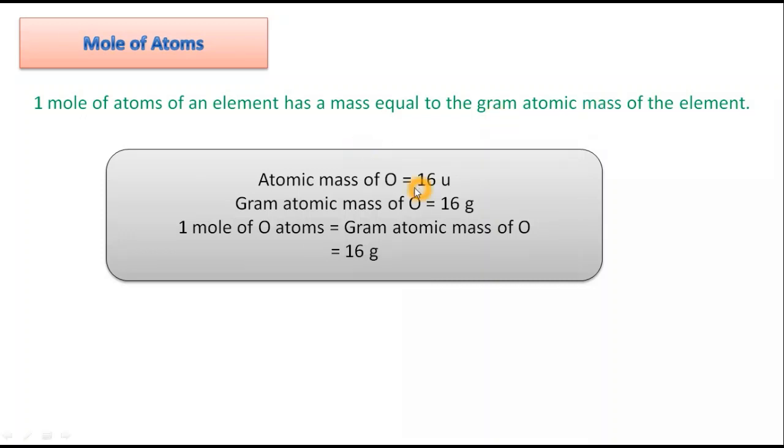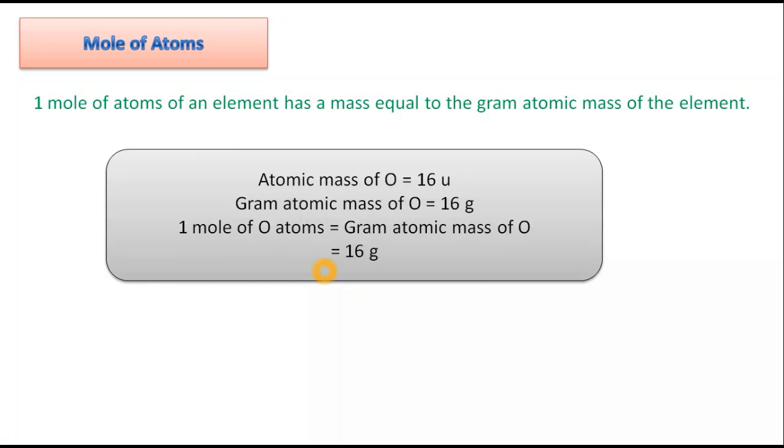So, let's take the element oxygen, and the atomic mass of oxygen we know is 16 units. Let's represent this mass in grams. So it becomes gram atomic mass, and it's equal to 16 grams. Now gram atomic mass represents 1 mole. That means this gram atomic mass, 16 grams, represents 1 mole of oxygen atoms, right? So 1 mole of oxygen atoms is equal to the gram atomic mass of oxygen, which is 16 grams. So it means that 1 mole of oxygen atoms is equal to 16 grams.